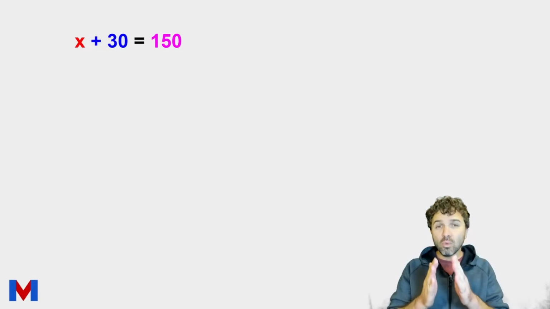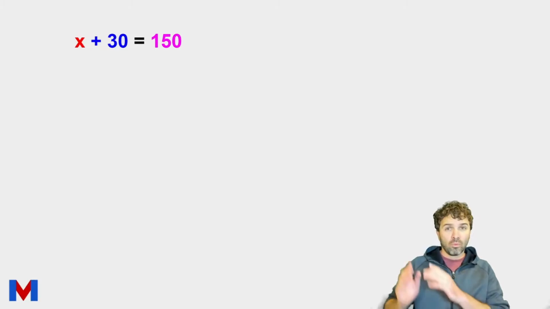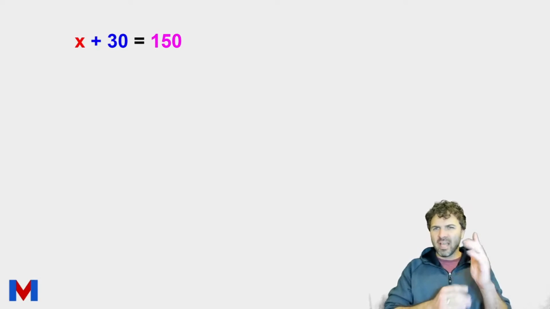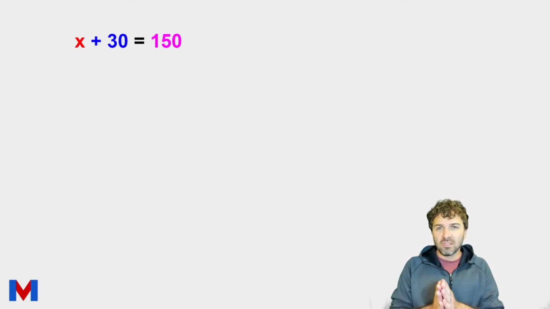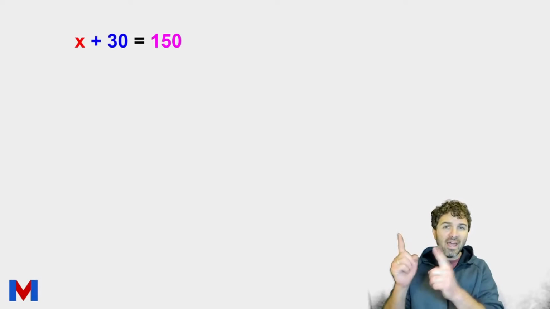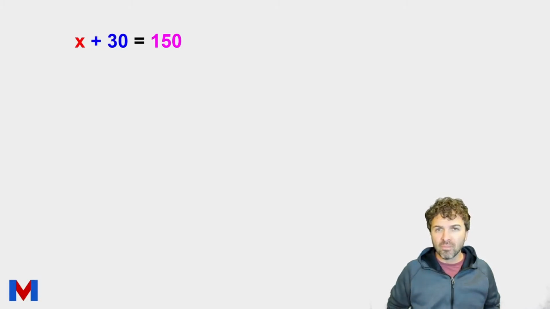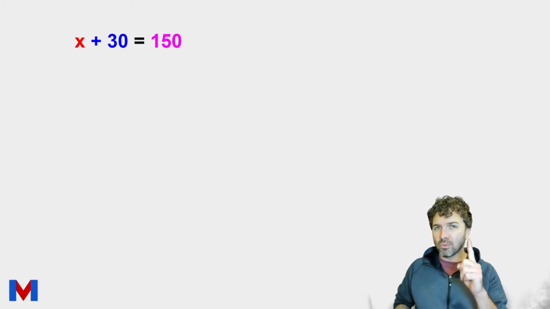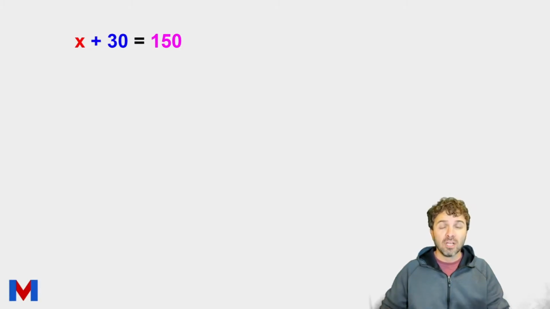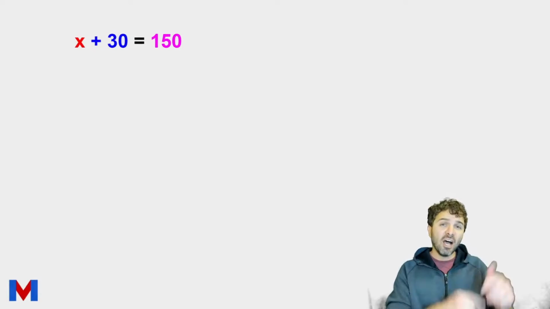Because it's equal there, the left side is equal to the right side. It may look a little different, but they're still the same. So we're trying to solve this. We're trying to figure out what's the value for x that makes that equation true. Because x could really be any number, but we're trying to find the one specific value that makes this equation true. So what number plus 30 is 150?